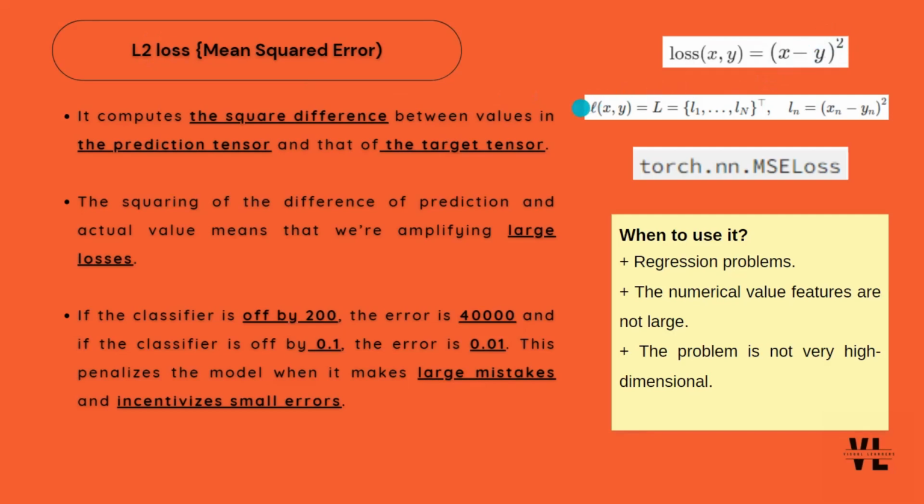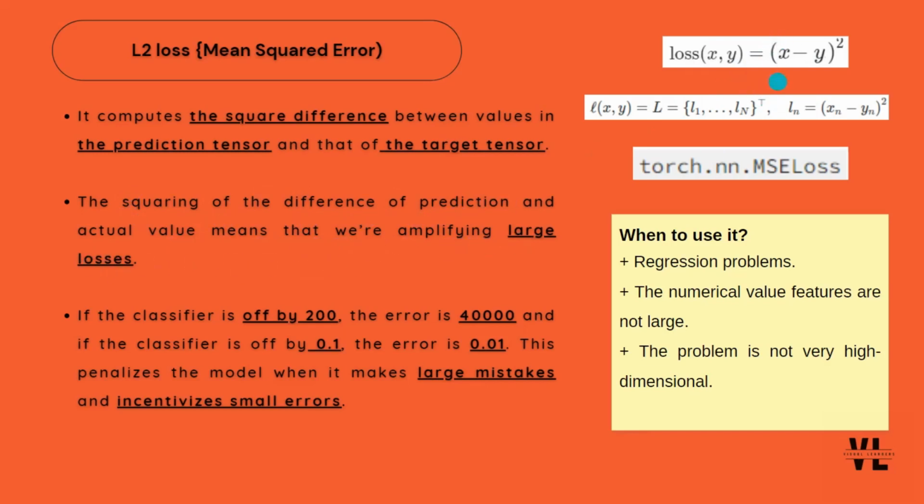If you have taken a linear algebra class, then you might know the difference between one norm and two norm. But if that's not the case, then the L2 loss is just the summation of the square of the difference between the output from our model and the target variable. The squaring of the difference of prediction and actual values means that we are amplifying large losses.